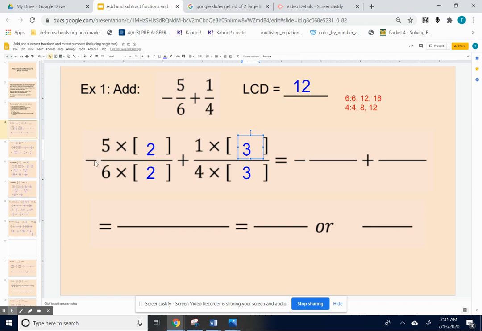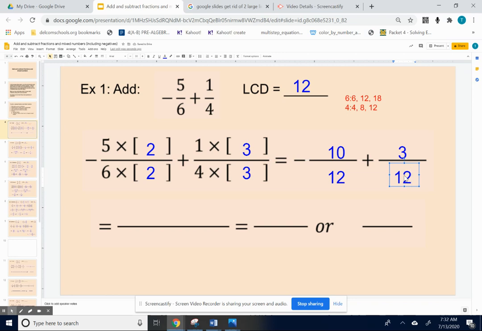Now just do your multiplication. We have the negative sign. 5 times 2 over 6 times 2. 5 times 2 is 10. 6 times 2 is 12. The second fraction, 1 times 3 is 3. 4 times 3 is 12.